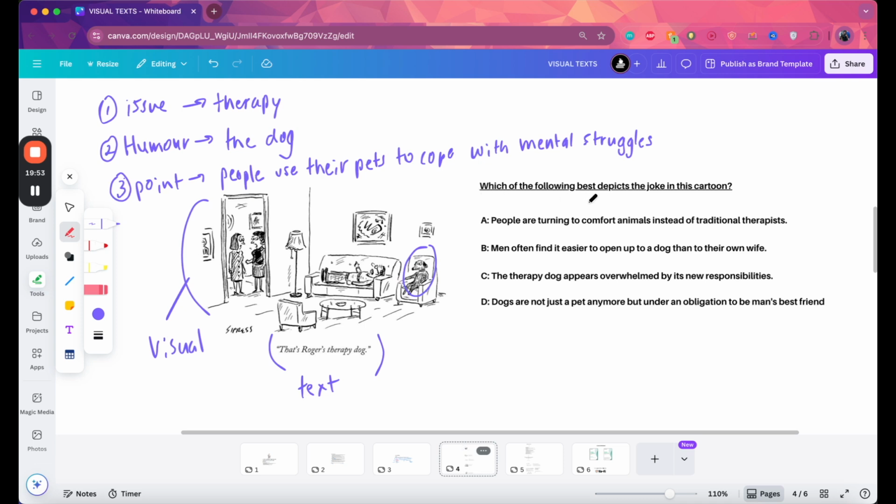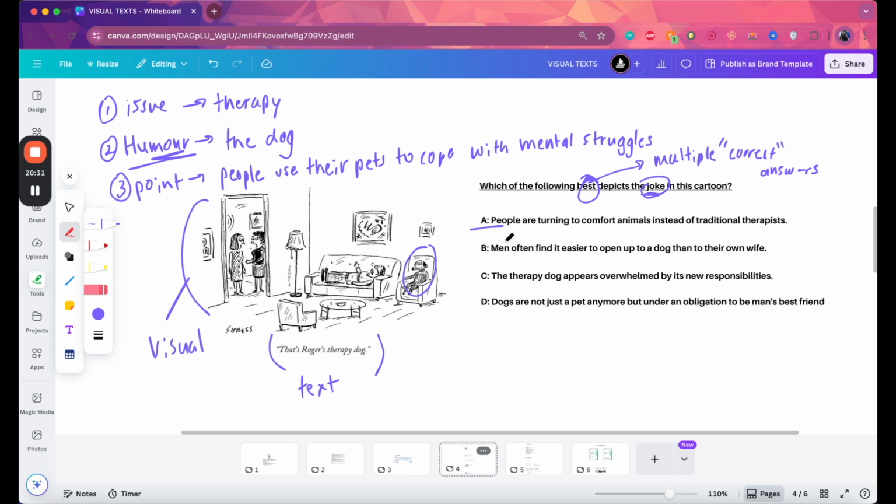Right. So which of the following best depicts the joke in this cartoon? Okay, so let's break down each of these. Because it's asking us what best depicts the joke, best suggests that there's probably multiple correct answers, and we are trying to figure out which one is the most correct out of those, and depicts the joke in this cartoon. Or I'll be looking at the humor of this cartoon. So the humor is around the fact that the dog is in the place of the therapist.